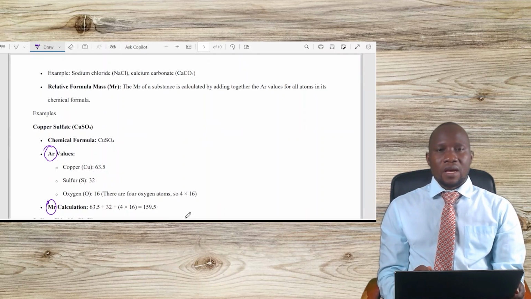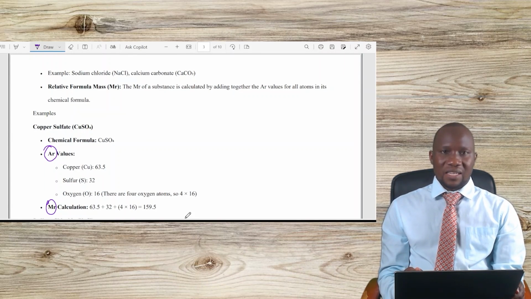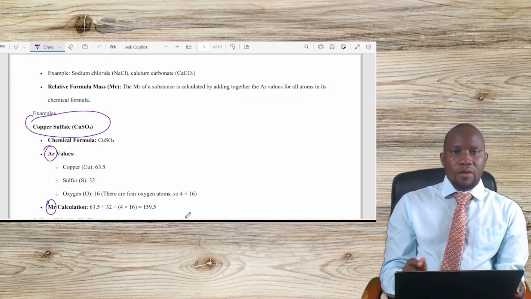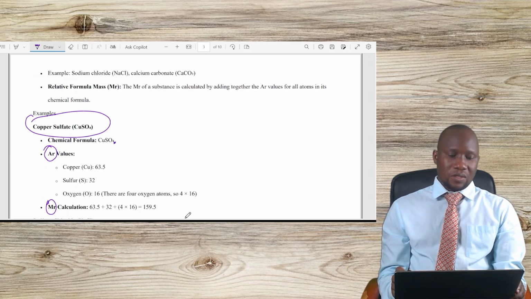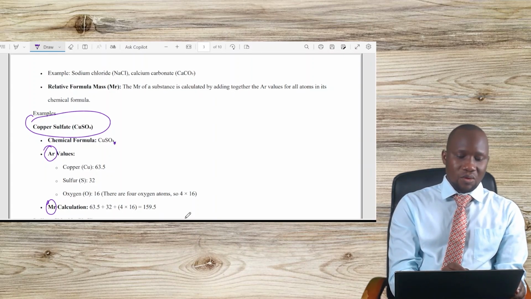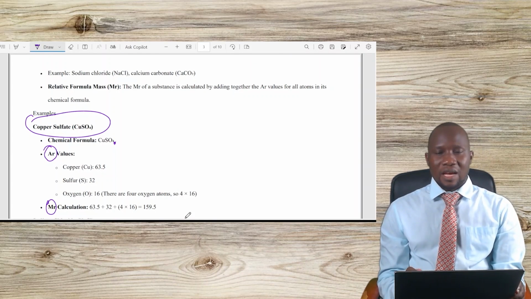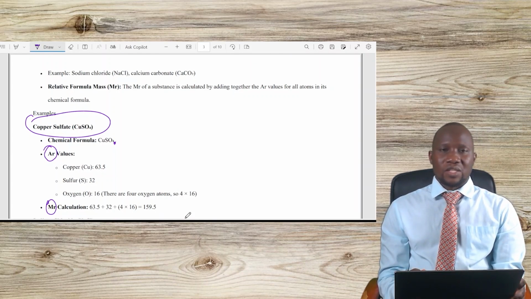Okay, so let's calculate the relative formula mass for copper sulfate here. You need to write the chemical formula for the compound properly, because it has some figures which we call subscripts, and they tell us the number of atoms of that particular element in that compound. That means that if you don't write the chemical formula for the compound properly, you can never get the right relative formula mass, right?